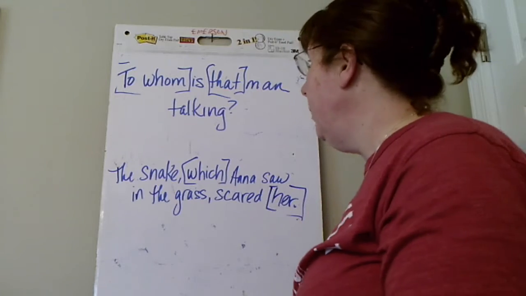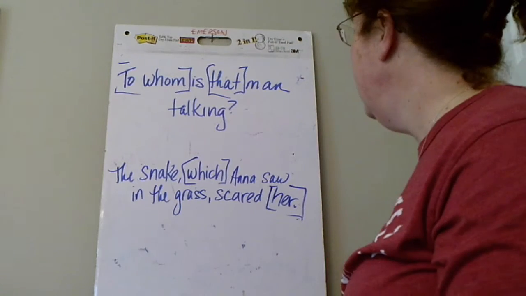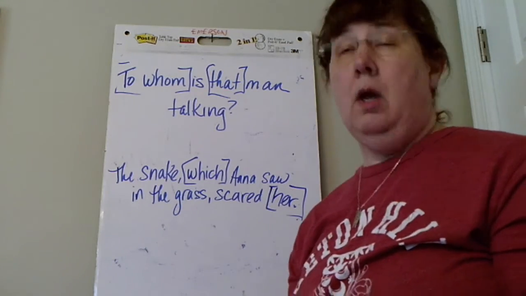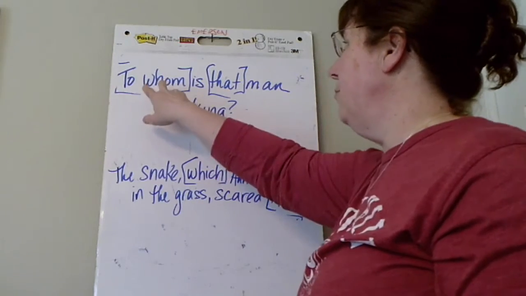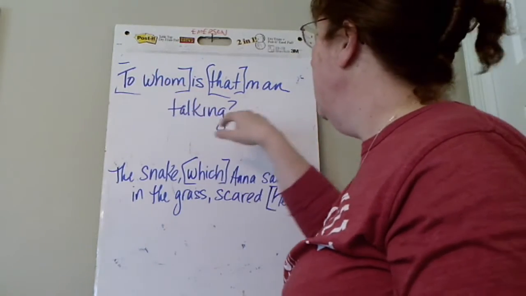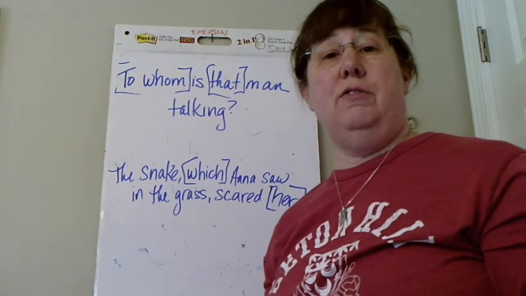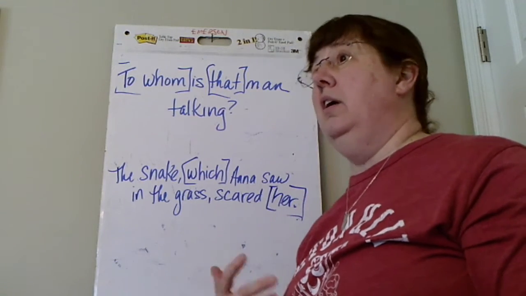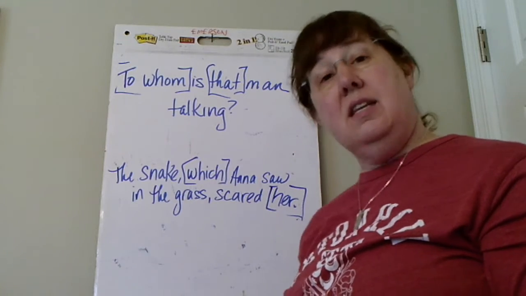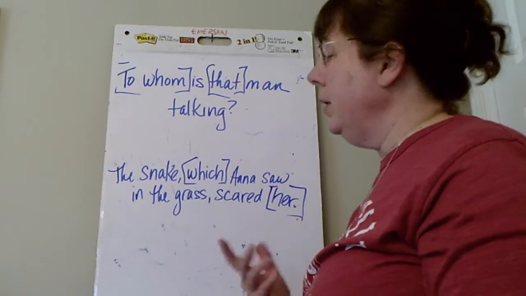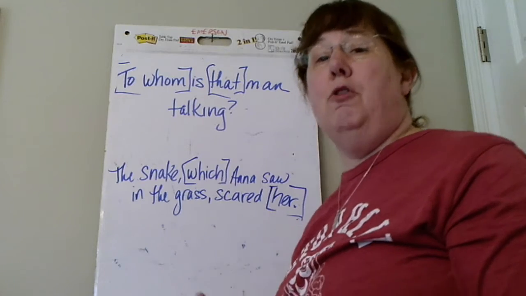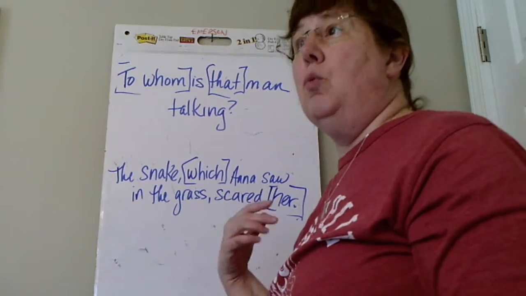So here we have our first sentence. To whom is that man talking? We have a relative pronoun here, to whom. We have a demonstrative pronoun here, that, and you can decide if you want the that to be the ille that or the stinky iste that. What we're going to do is identify what the forms would be and why.